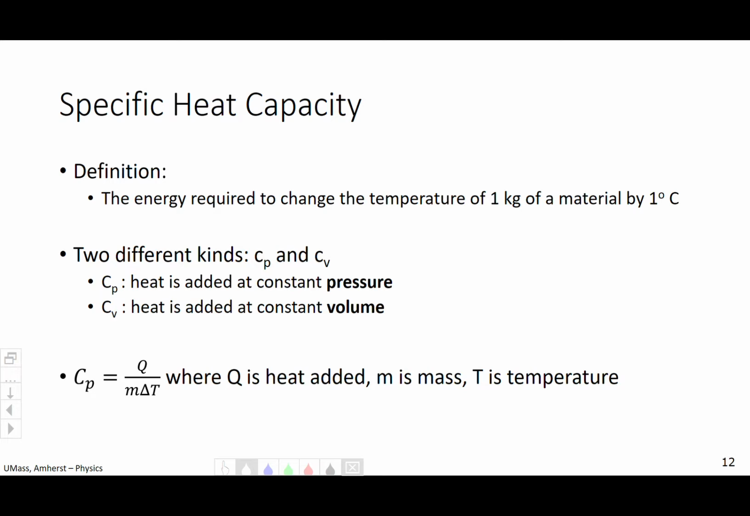What's our little formula for this right here? The specific heat capacity is Q, which is the heat added to the material, divided by the mass of the sample and the change in temperature of the sample. So we can see if mass is 1 and change in temperature is 1, 1 kilo by 1 degree Celsius, then CP equals Q. So it works out. Again, change in temperature is what matters, not absolute temperature.